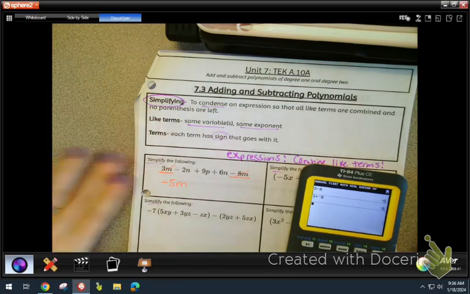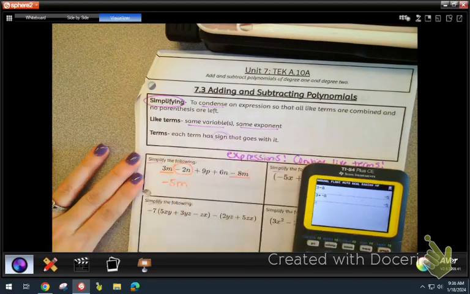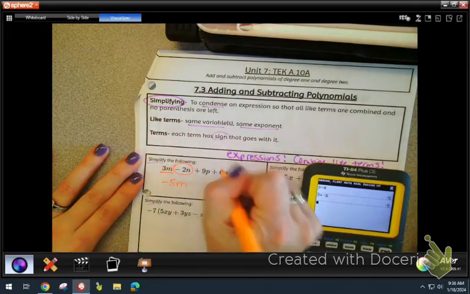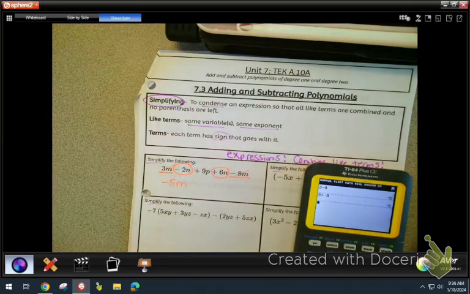All right, next variable I have is the n's. I'm going to circle numbers or terms that have an n with them. And notice I included their sign. Okay? Brayden, my n's, what am I putting together?